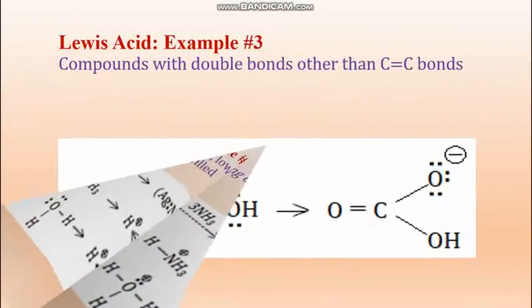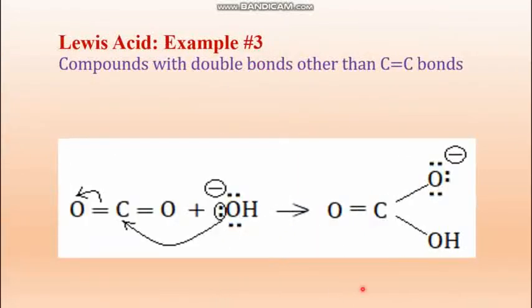And in the third example, we have compounds with double bonds other than C double bond C. Here the double bond is C double bond O. This carbon is highly deficient of electrons because it is attached to 2 oxygens, which are highly electronegative and pull the electrons towards themselves, so this carbon becomes highly susceptible to accepting a nucleophile. Here the electrophile-nucleophile reaction can also be explained on the basis of the Lewis acid-base theory.